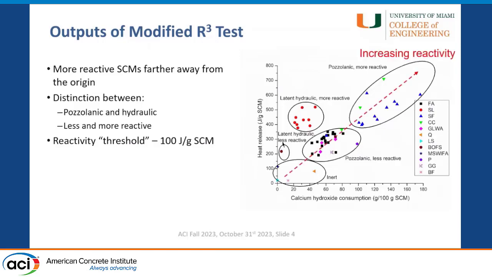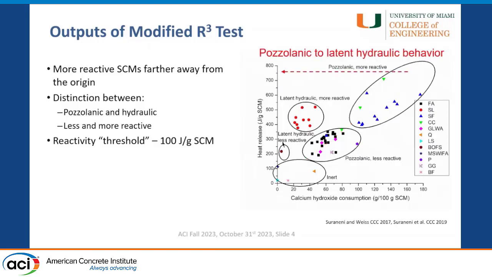So as you move from the origin, away from the origin, you see that there is increasing reactivity. And as you move from the right to left of this plot, you see that the behavior of the material changes from pozzolanic to latent hydraulic. As in, a material that consumes calcium hydroxide is more pozzolanic, just to reiterate again. And a material that needs an activator and can react with water on its own is latent hydraulic.